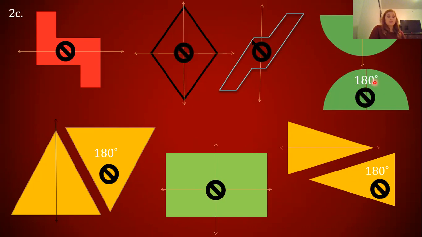So for 2C, looking for one line of symmetry and rotational symmetry, we do not have any of the shapes that were given to us that meet that criteria. So there are no shapes given.